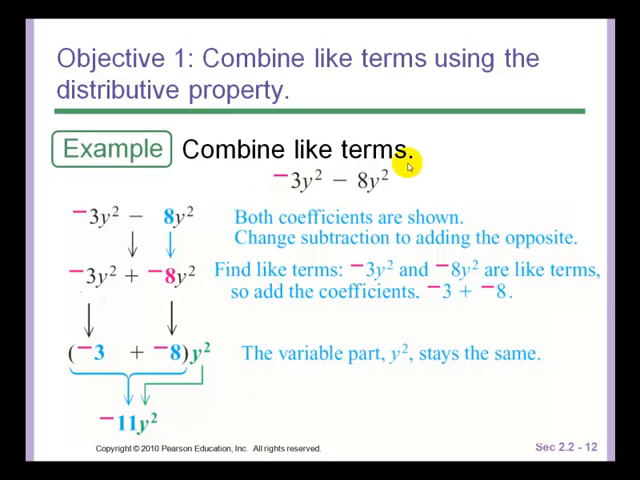The goal is for you to look at this expression and just know it is a negative 11y squared without having to go through these steps. At this stage, if you need to write these steps down, that's fine, but the goal is just to know, oh, this is negative 11y squared.